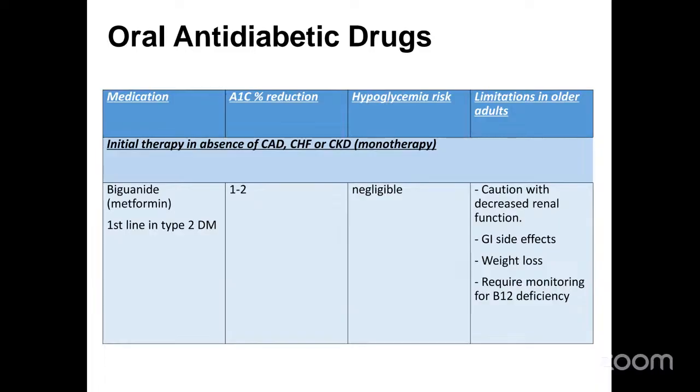The first class is biguanide, and it contains the most important drug for type 2 diabetes, which is metformin. It's considered the first line in type 2 diabetes. It causes a reduction in hemoglobin A1C by 1 to 2% and does not have the risk of hypoglycemia. It must be used with caution in patients with decreased renal function. Also, it can cause GI side effects, can cause weight loss, and it also requires monitoring for B12 deficiency.